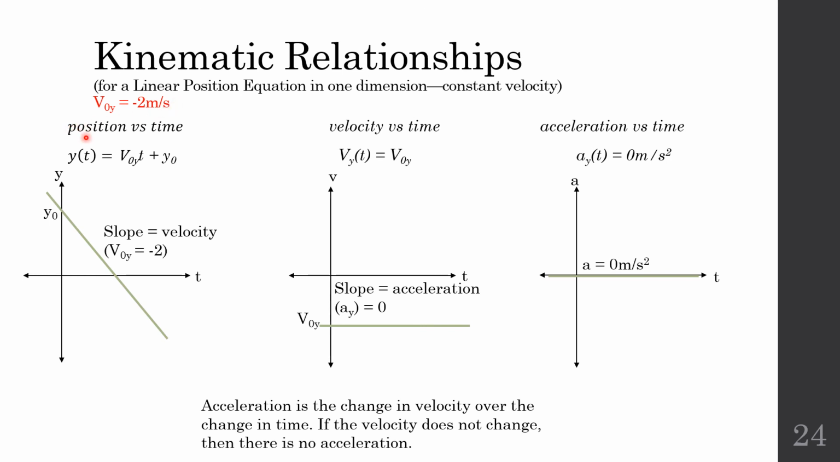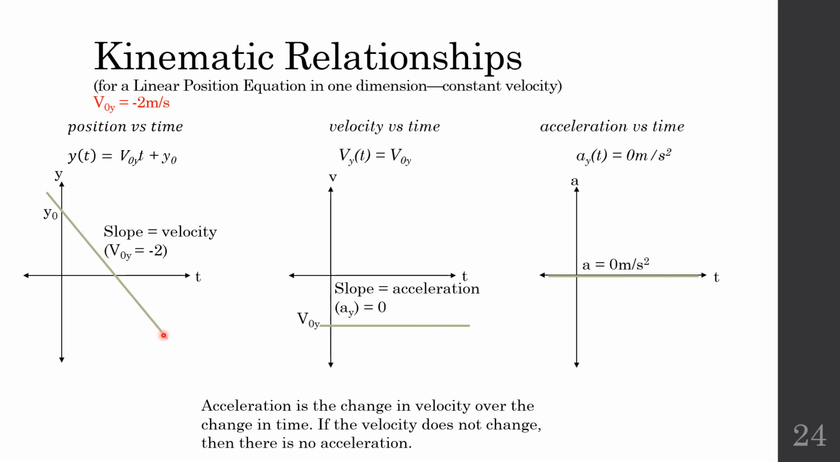All right, so if we take a look at our position versus time graph, it should come as no surprise that it is linear, because that's literally what I said I was going to do. We're going to do a linear position equation. This is equal to v0y times t, this is our slope term, our mx, plus our y-intercept, which is y naught. So you can see that guy right here. Here's our y-intercept. And then this would be -2 times t, so the slope of this downward sloping line is going to be -2.